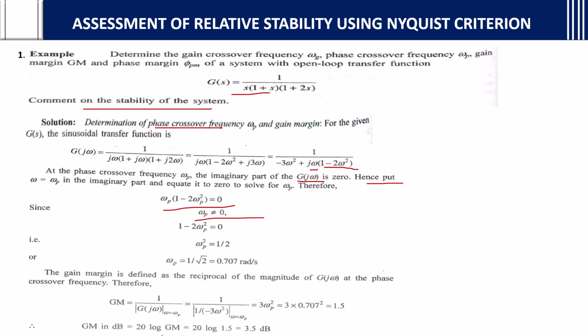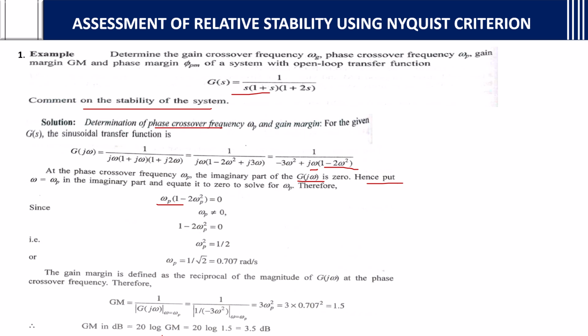Since omega p is not equal to 0, the whole thing equals 0 means 1 minus 2 omega p square equals 0. Omega p square is equal to 1 by 2. So omega p is 1 by root 2, that is 0.707 radians per second. Means the phase crossover frequency is 0.707 radians per second. It is done. What we did was equate the imaginary part to 0 by making omega equal to omega p.